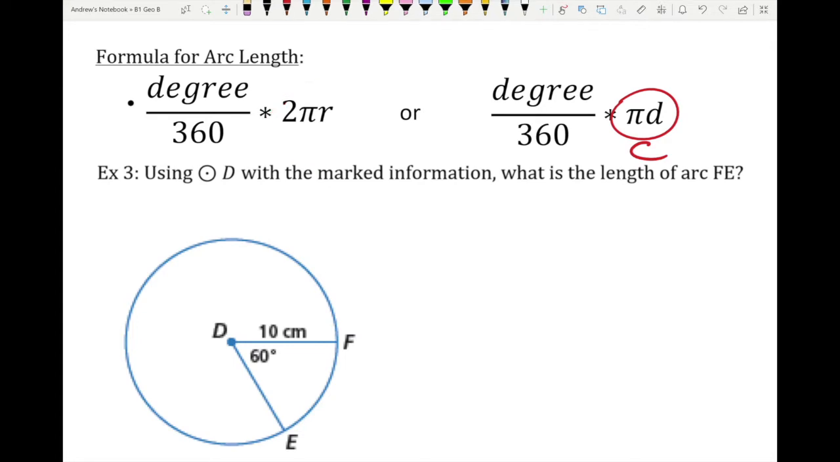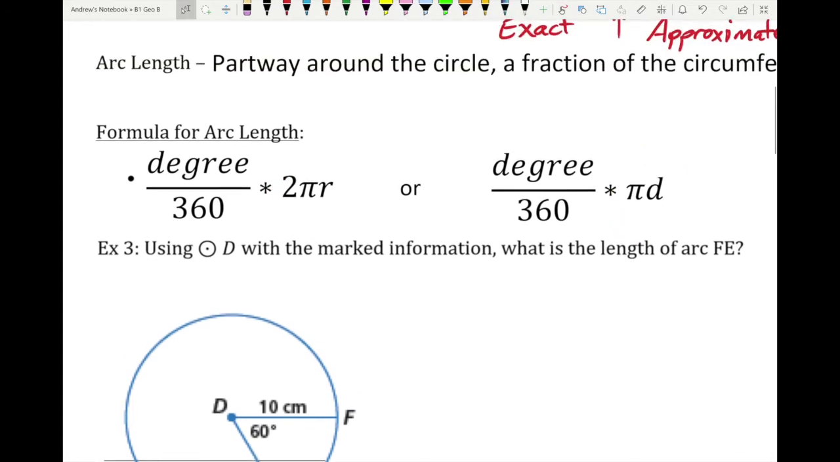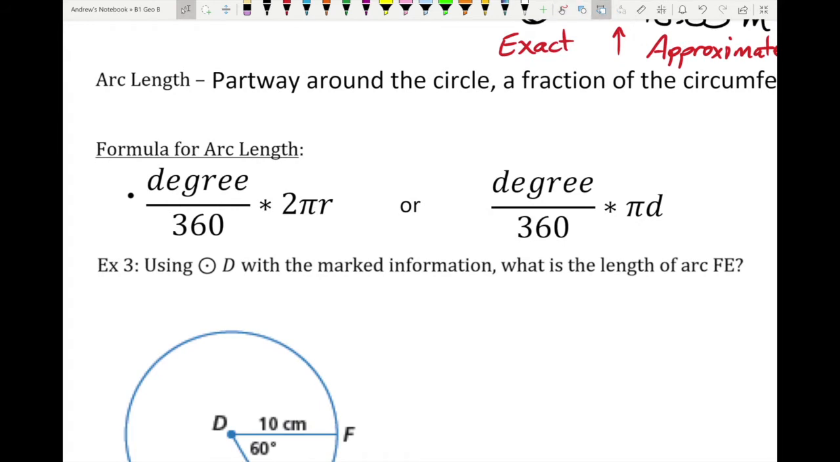Let me draw a little diagram here. I've got a circle. This is the center of the circle, and let's say that I just have a little spoke here. If I'm going around this circle, that's 360 degrees. If I decided to go around the very edge of the circle, that's still 360 degrees. So what we're doing when we're finding an arc length is finding a length that's part way around the circle. It's 360 degrees the whole way around.